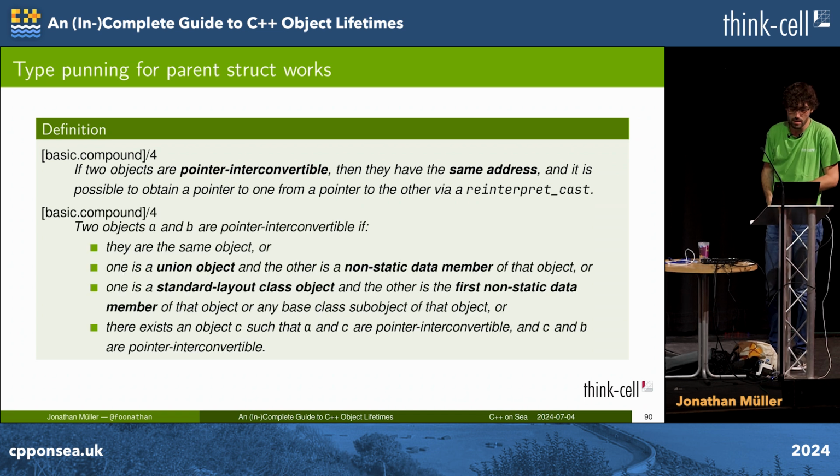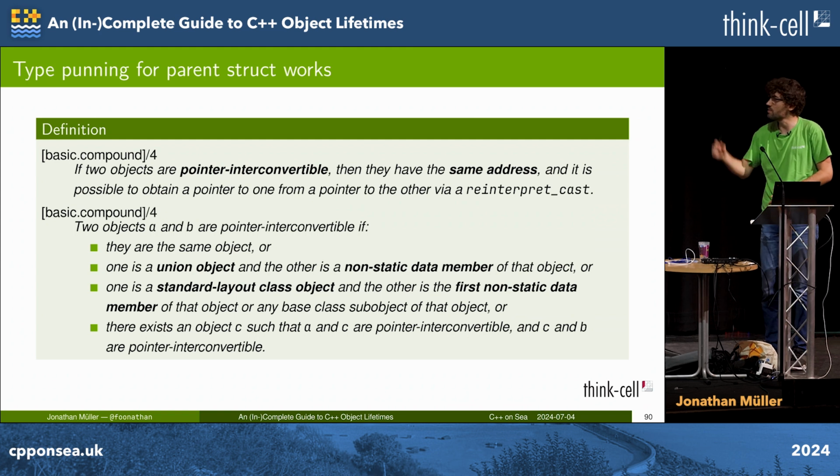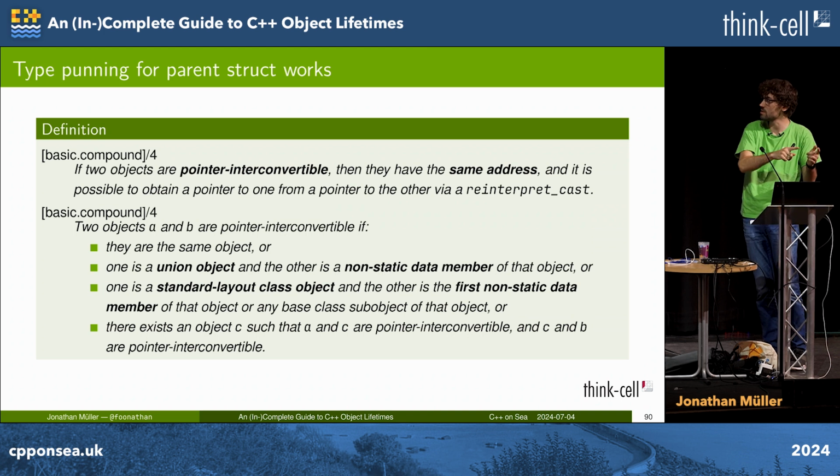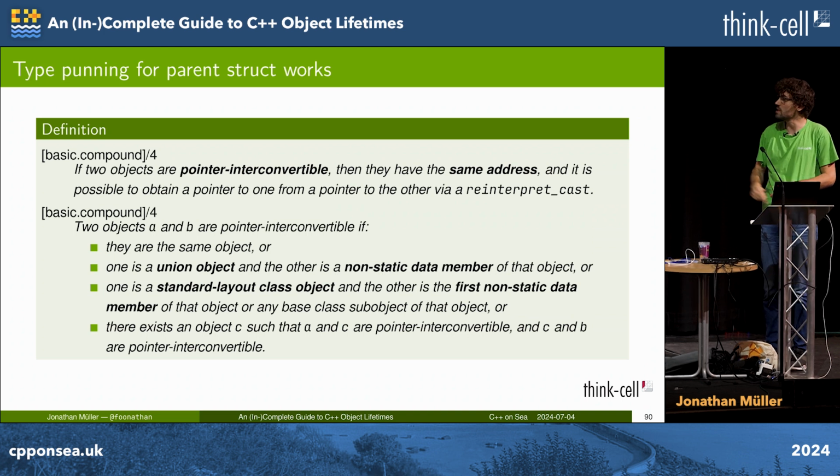and we can reinterpret_cast between them. And here are some rules. If they're the same object, then they're interconvertible. If one is a union and the other is a member, we can convert a pointer to the member to a pointer to the union. And the example we've just seen here, so we have a struct. We can convert the pointer to the first non-static data member to a pointer to the struct. And then the thing is transitive.